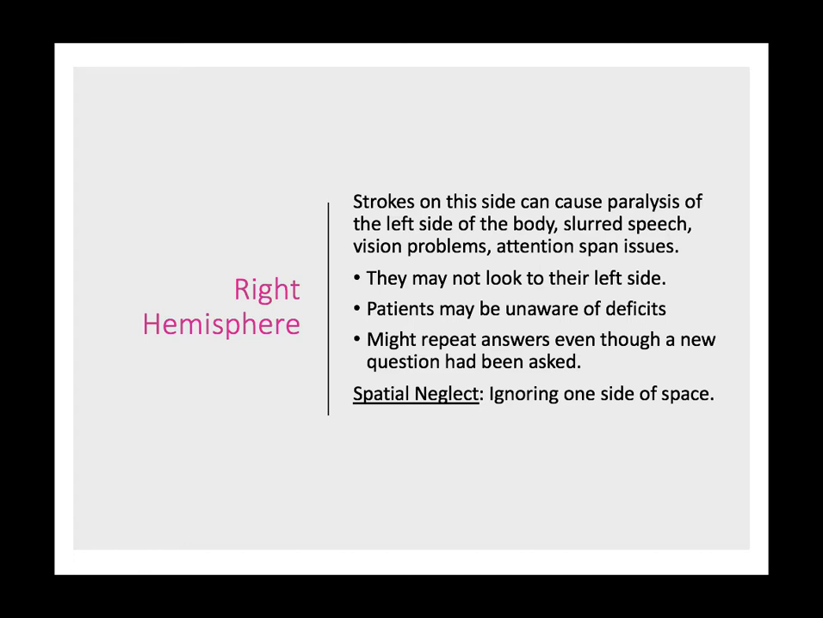A stroke in the right hemisphere can cause paralysis of the left side of the body. And this is where we're going to start talking about spatial neglect. Spatial neglect is actually pretty interesting, and it's something that we have to think about in the back of the ambulance. So when patients have a stroke in the right hemisphere, they're going to understand language and they're going to be able to speak. Their words might be slurred, hard to understand, but they're going to have a problem with spatial reasoning, okay?